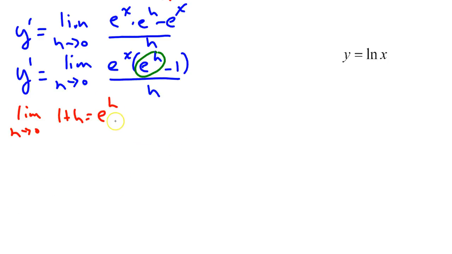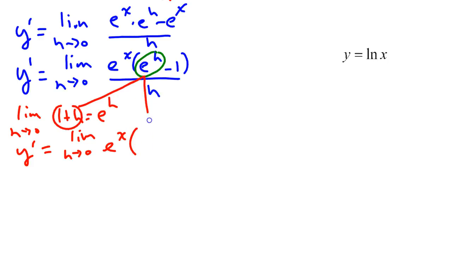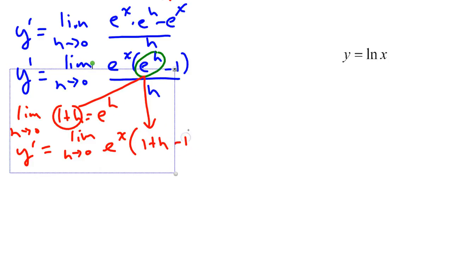again, I've established that e to the h is equal to 1 plus h using the limit as h approaches 0 as above. Using substitution, I can say then that y prime has to equal the limit as h approaches 0 of e to the x times, well, again, I'm going to put this in for this e to the h, so I'm just going to get 1 plus h minus 1 over h. Does everyone see how I got that?